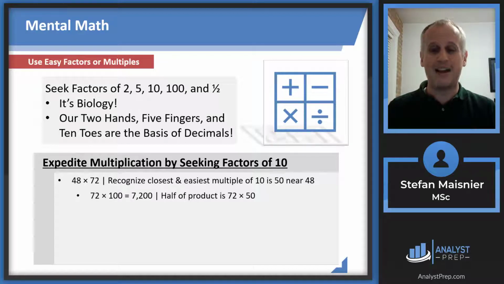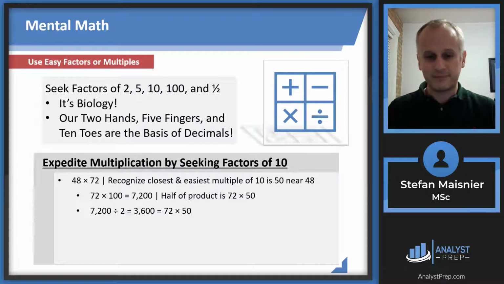And we know that half of that product is going to be equal to 72 times 50. So therefore, we know that half of 7200 is going to be 3600, because again, the zeros stay the same, and we know that 72 divided by 2 is 36. Simple enough again. And we know thereby that 72 times 50 is 3600.